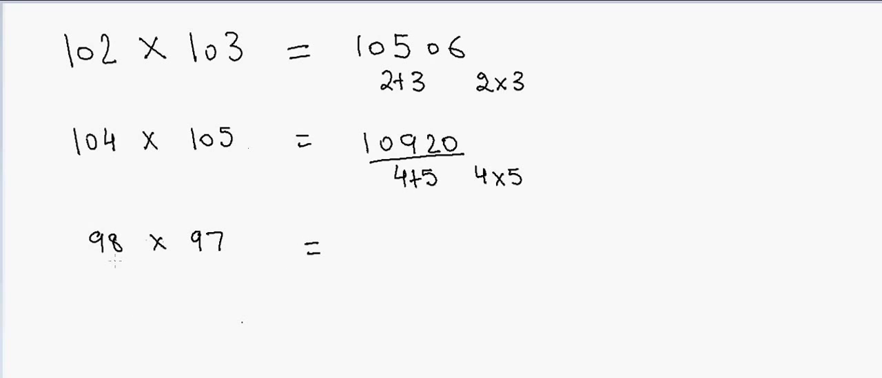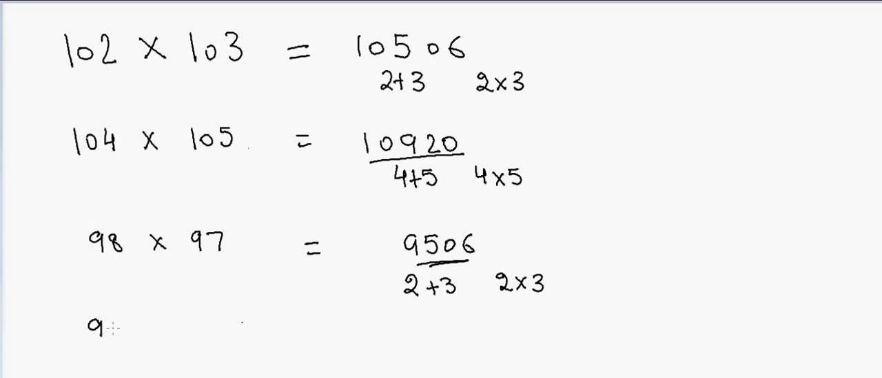If I have numbers less than 100, for example 98 multiplied by 97, because they are less than 100, I have to take 2 plus 3 and 2 multiplied by 3. So 2 plus 3 is 5. Here, instead of adding 5 to 100, I'll subtract 5 from 100, so that will be equal to 95, and 2 into 3 is 6, so the answer will be 9506.